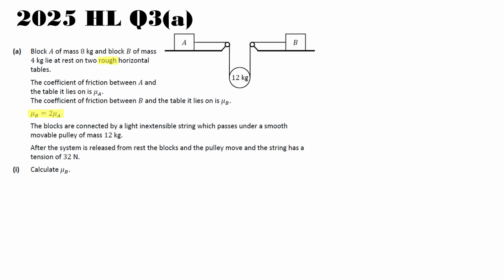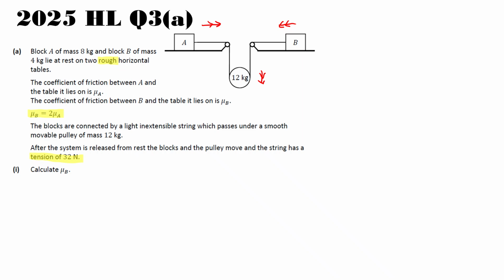And the blocks are connected by a light, inextensible string which passes under a smooth, movable pulley of mass 12 kg. After the system is released from rest, the blocks and pulley move and the string has a tension of 32 newtons. Okay, and that's important. So tension of 32. So when the system is released, we can make a good assumption that these A and B blocks are going to move inwards and our pulley will move downwards.